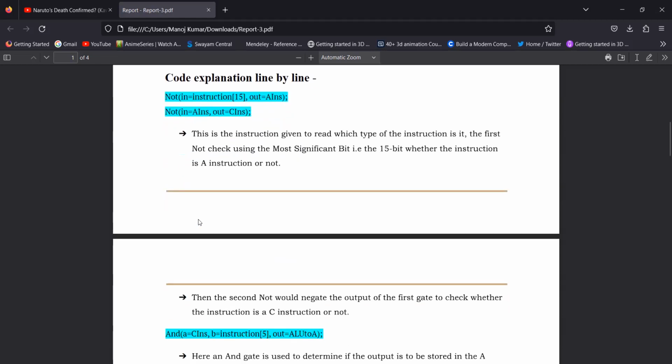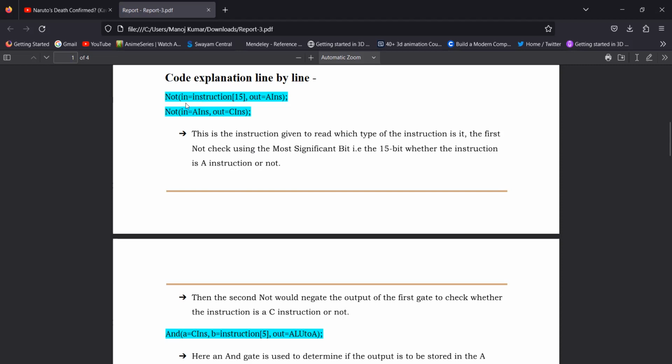So let us understand the code line by line. First of all, we have to decide whether the instruction is an A instruction or a C instruction. That is done by using the most significant bit, that is the 15th bit. If the 15th bit is 1, then it is a C instruction. A C instruction can be further divided into three parts, or you can say four: opcode, computation, destination, and jump. And an A instruction can be divided into two parts: opcode and the value.